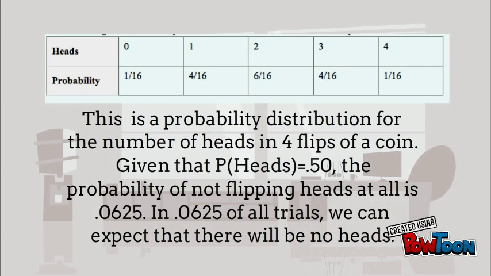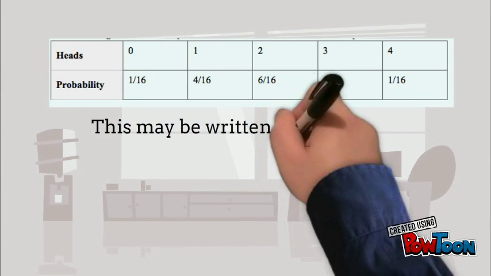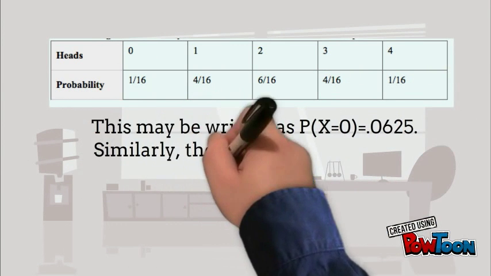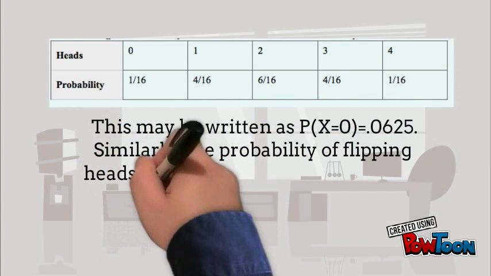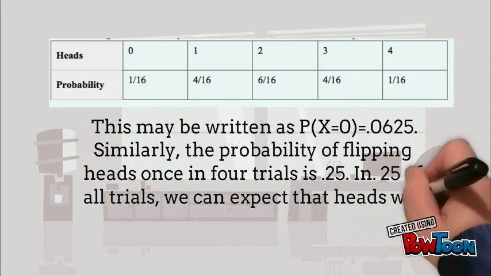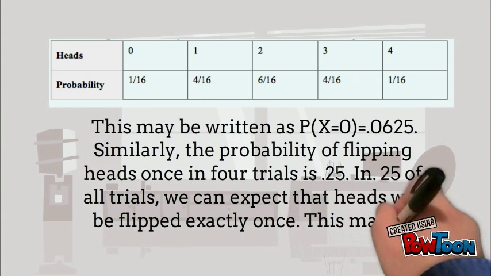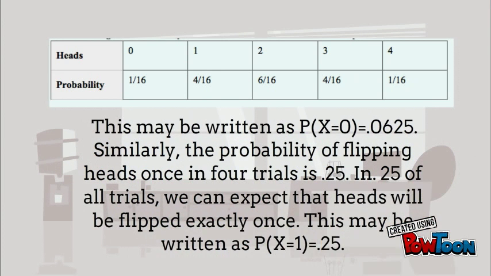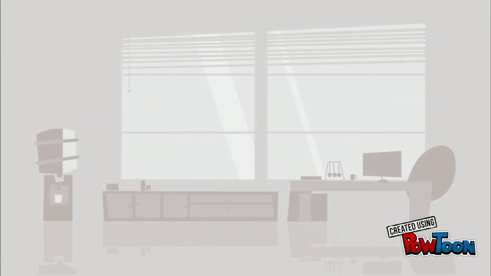In 0.0625 of all trials, we can expect that there will be no heads. This might be written as probability of 0 is equal to 0.0625. Similarly, the probability of flipping heads once in 4 trials is 0.25. In 0.25 of all trials, we can expect that heads will be flipped exactly once. This might be written as probability of 1 is equal to 0.25.